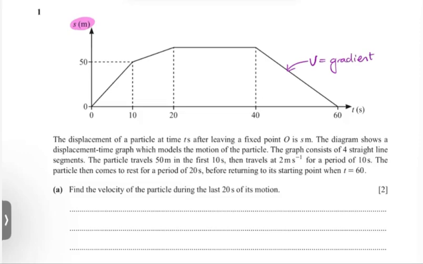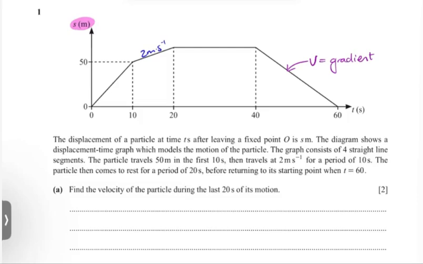There are 4 straight line sections. The particle travels 50 meters in the first 10 seconds and then at 2 meters per second. Okay, so the gradient of that line is 2 for a period of 10 seconds. The particle then comes to rest for a period of 20 seconds before it returns when t is equal to 60. Okay, find the velocity of the particle during the last 20 seconds of its motion.